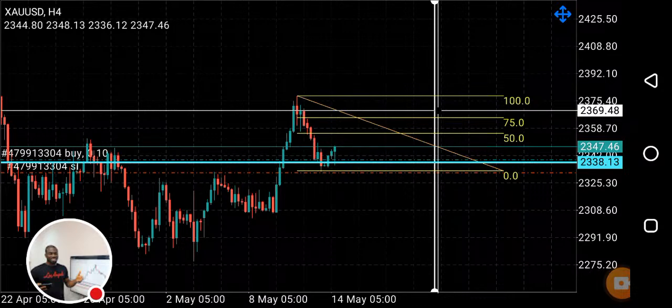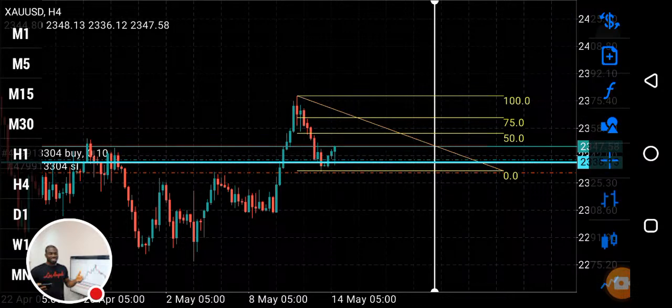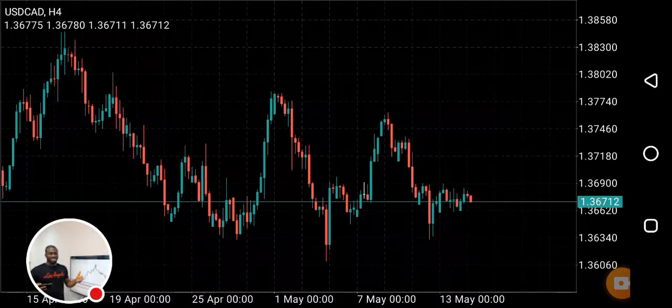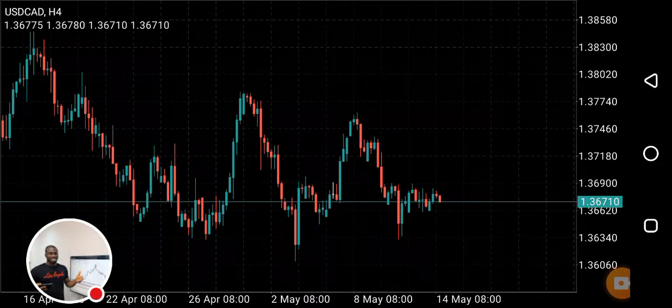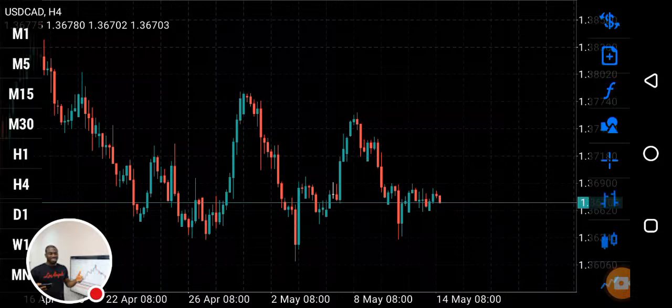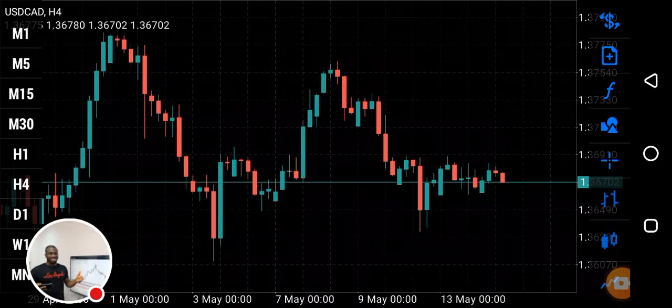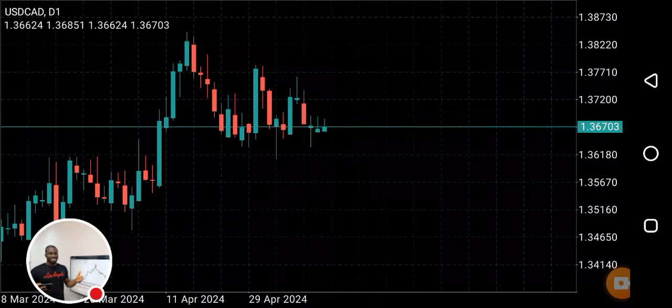Okay, so let's look at USD CAD, then we'll look at New Zealand USD. If we're going bullish on gold, we should expect USD CAD to be bearish because both pairs are negatively correlated. Let me start with the daily time frame.